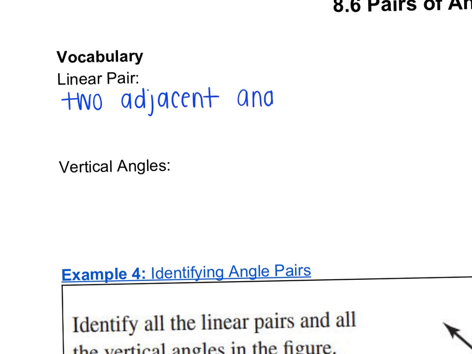Two adjacent angles that form a line would be a linear pair.